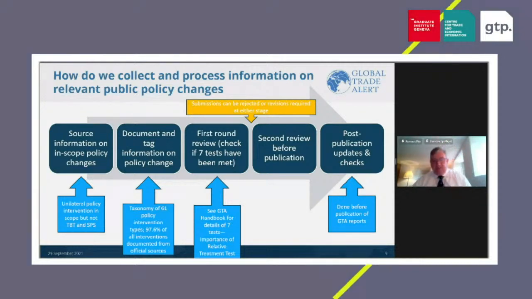And these are built into our processes. So what you can see here is a very elaborate process of sourcing information, documenting it, reviewing it, checking it, all the way through. And this is done to ensure quality control. And this is very much the way in which information is gathered in the GTA.